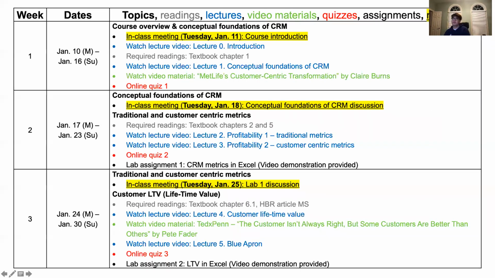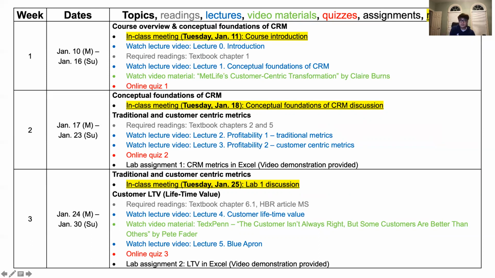Schedule. In the first week, CRM and conceptual foundation will be introduced. You will read the textbook, watch my lecture video, and read or watch additional materials. Then you will take an online quiz, and all lecture videos and additional materials will be available on our course website. In the second week, several metrics to measure customer values will be covered.